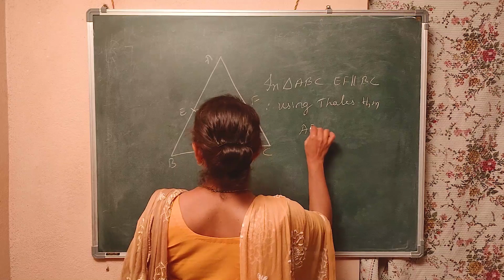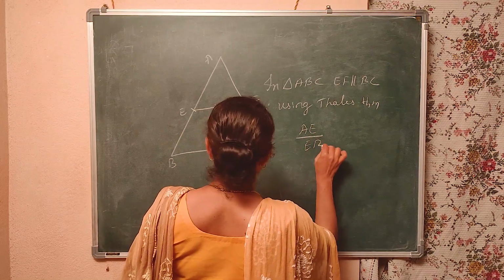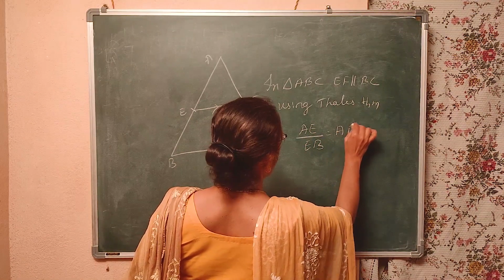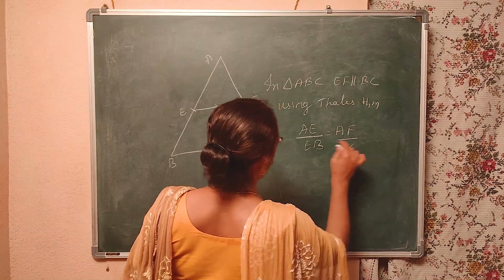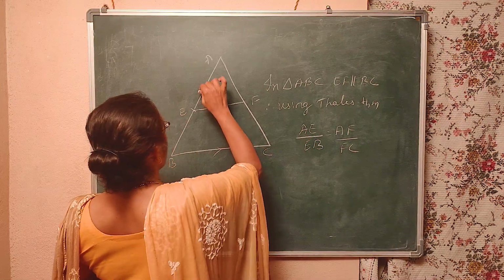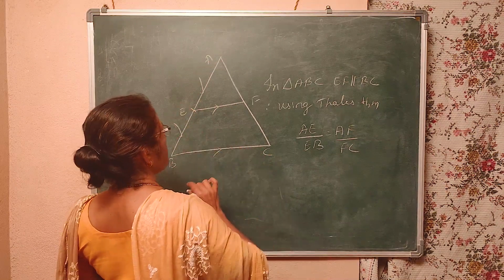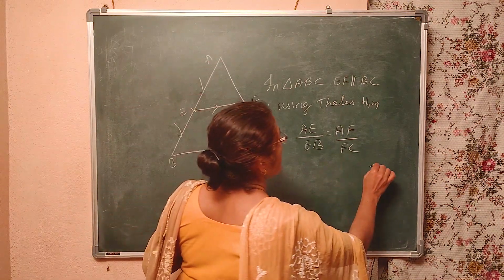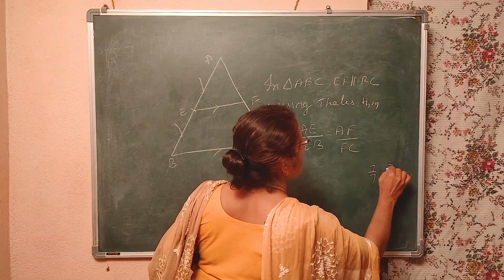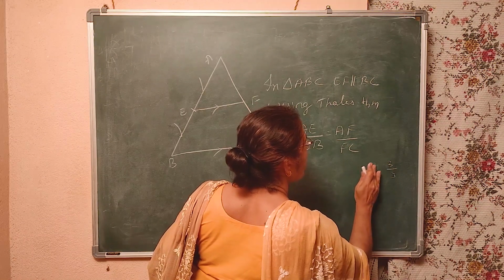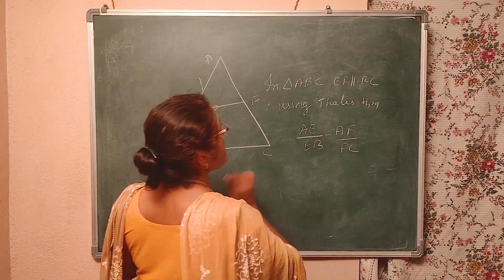AE by EB is equal to AF by FC. What is AE by EB? When this is the midpoint, AE is equal to EB. So, what is the meaning of 7 by 7? What is the meaning of 3 by 3? It is equal to 1. When they are equal, it is equal to 1.